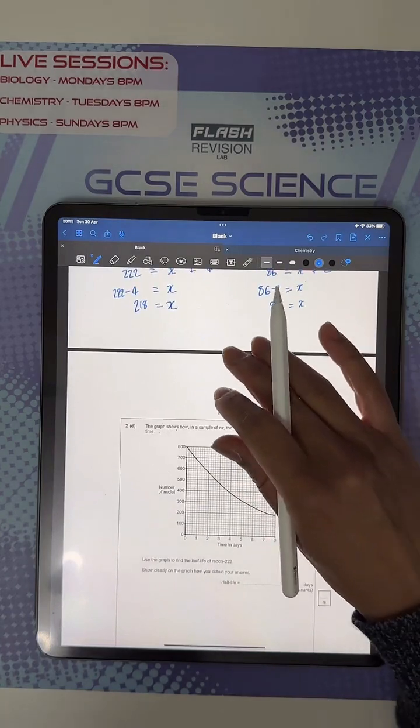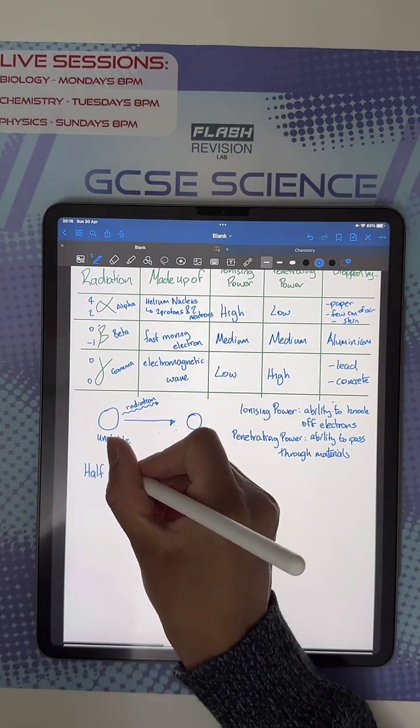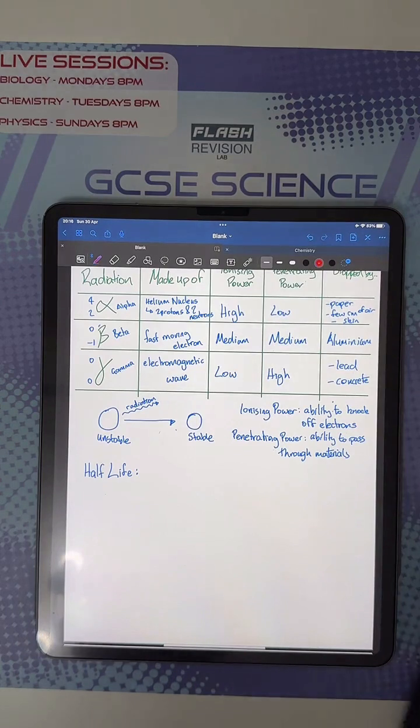All right, so this is a question on half-life. This is important. Can anyone tell me the definition of half-life? What does half-life mean? Average time taken for a radioactive isotope to halve. Half the number of radioactive particles to disappear. Yes. Yep, good. I'm seeing correct answers here.